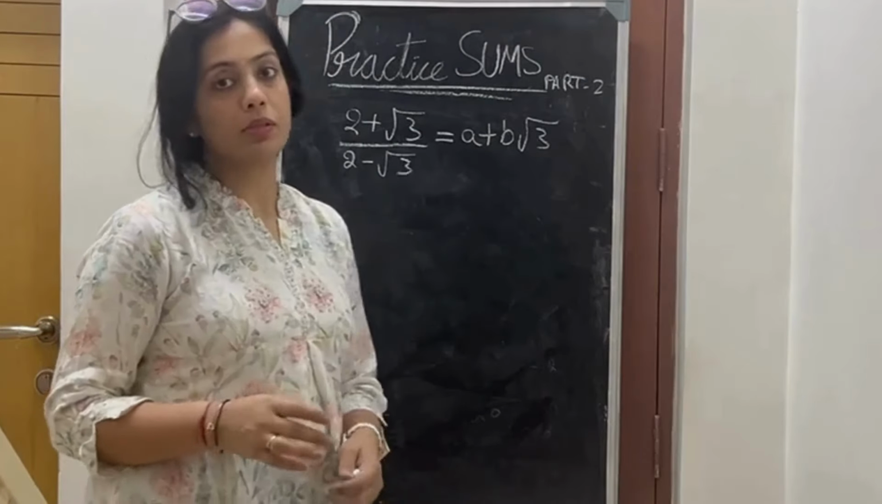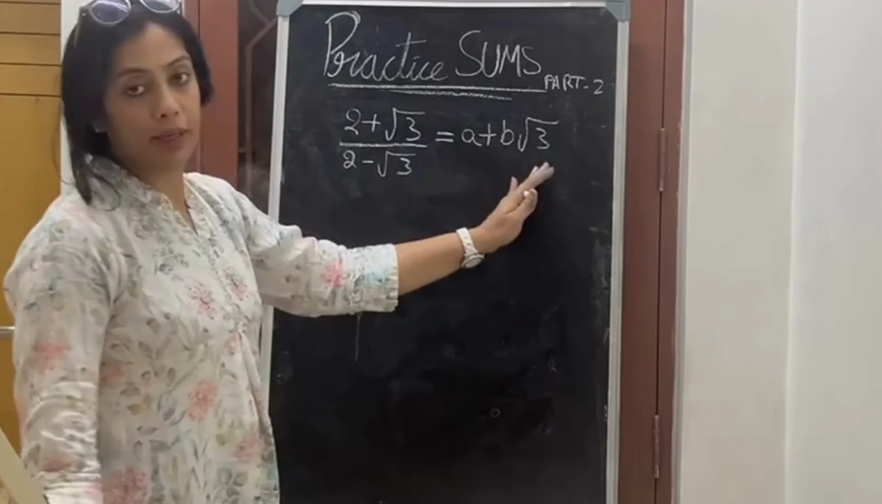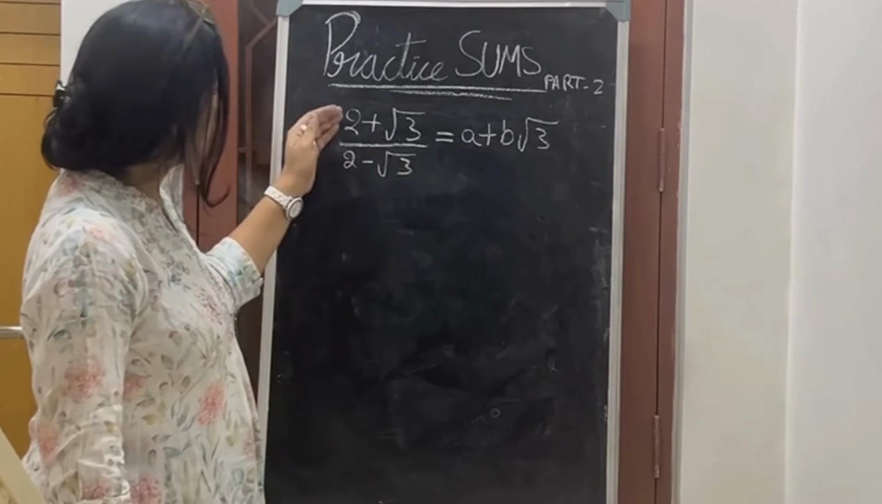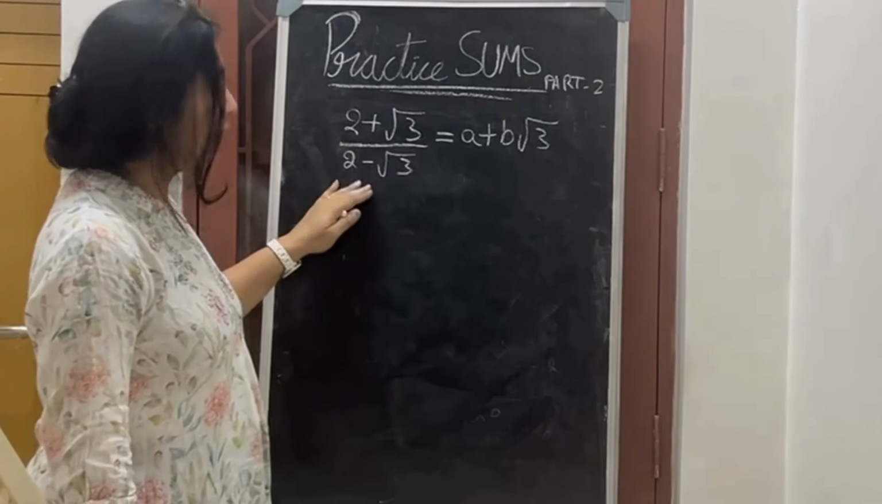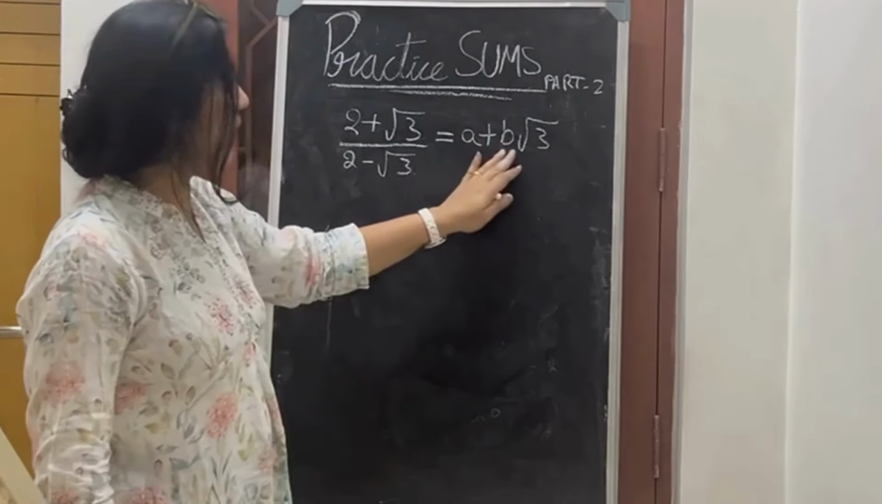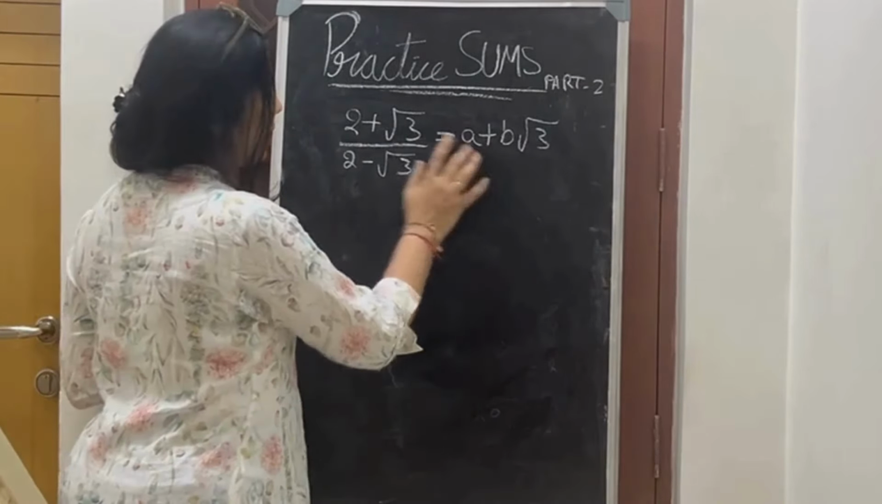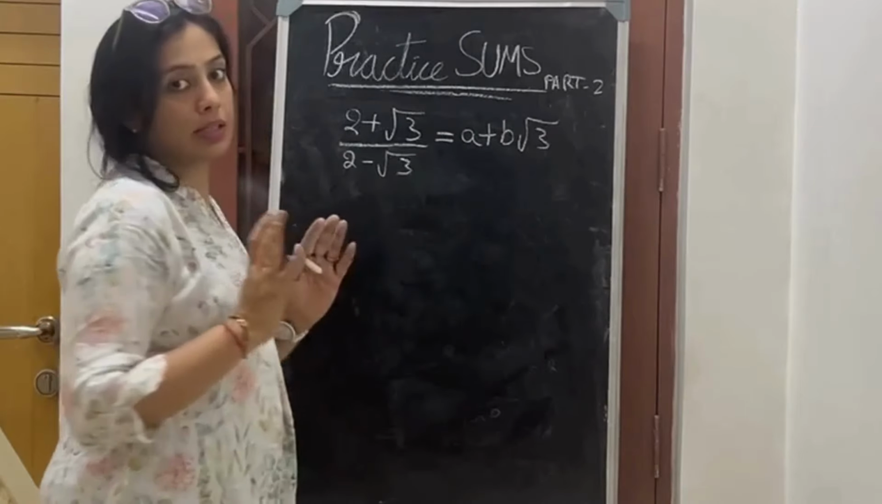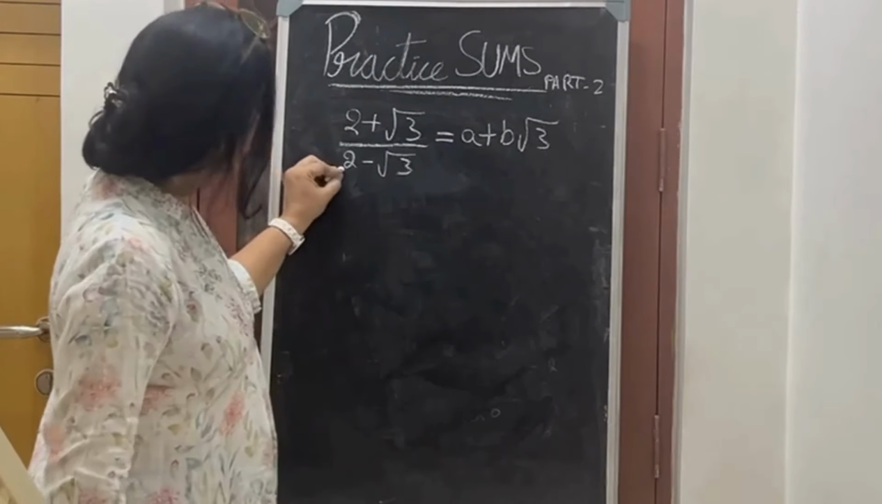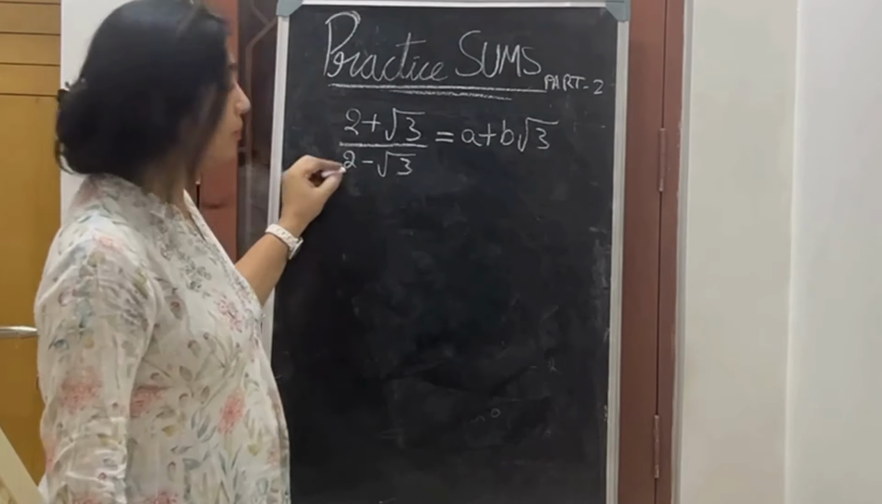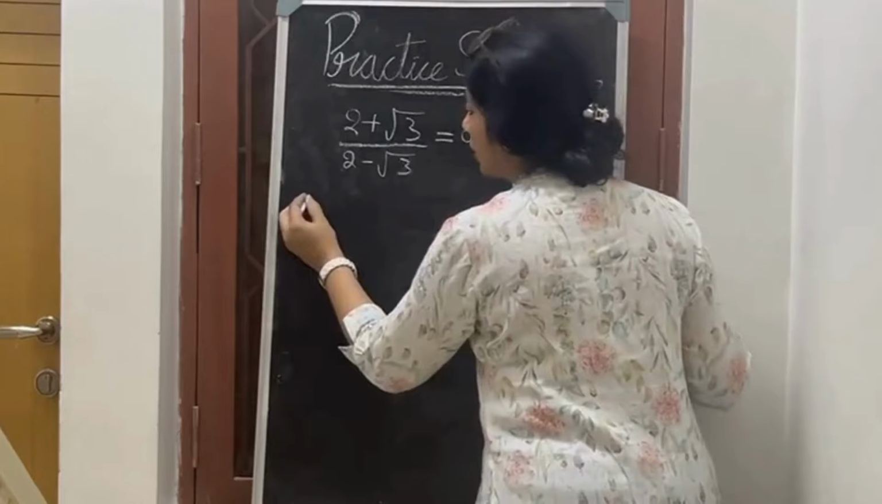Now in this sum we have to find the value of a and b. How should we do it? The question says 2 plus square root 3 by 2 minus square root 3 equals a plus b square root 3. We have to find the value of a and b. This question belongs to rationalizing. So what should I do? I should rationalize the denominator. So how will I rationalize the denominator?